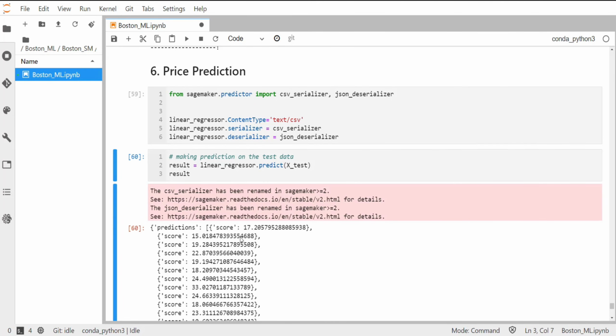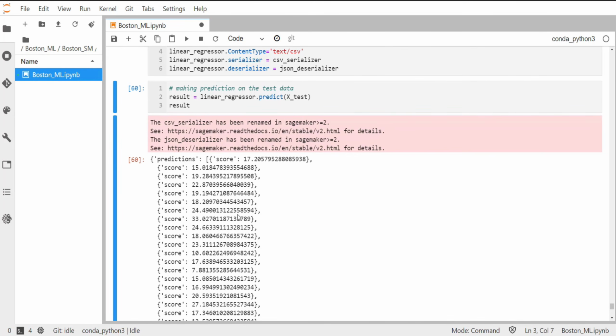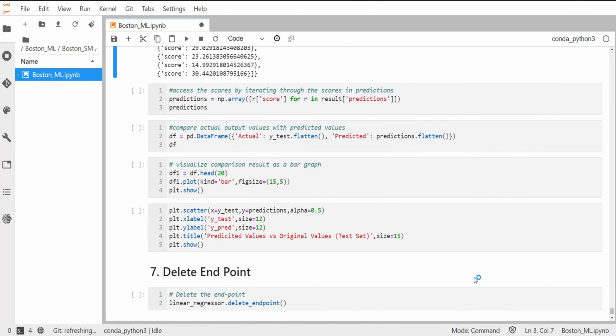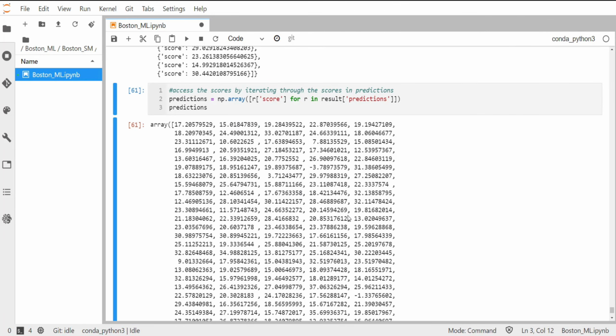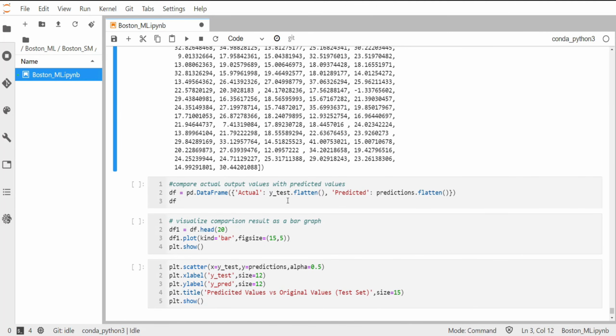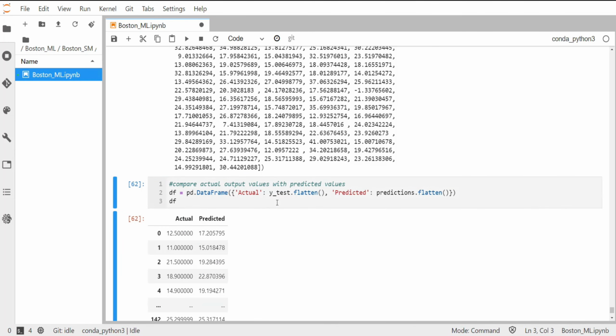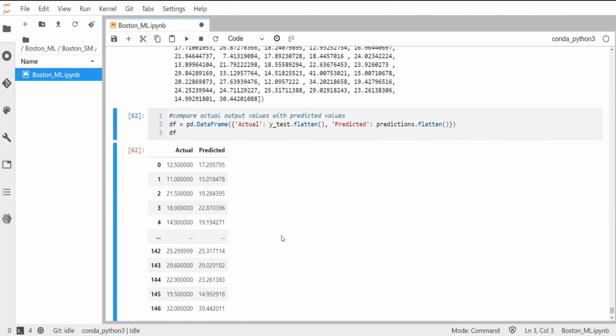We can see the scores for each of the X-test input in our dataset. Now let's separate the scores from the result and store them in the predictions variable. Now run this cell. And here we get the array of the scores. Let's now compare it with the actual values. So in this way, we have the comparisons of the actual price and the predicted price by our model. Alright, here is the comparison table. And we can see that the predicted values are nearly equal to the actual values.